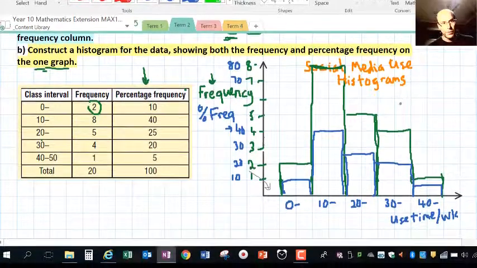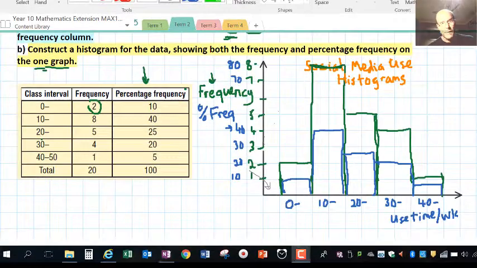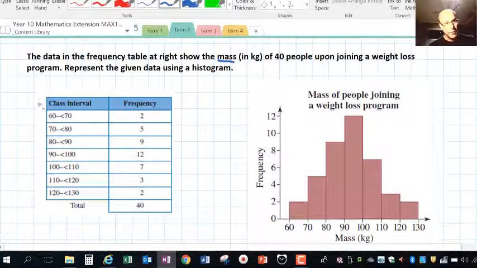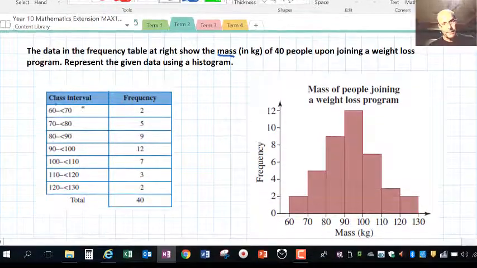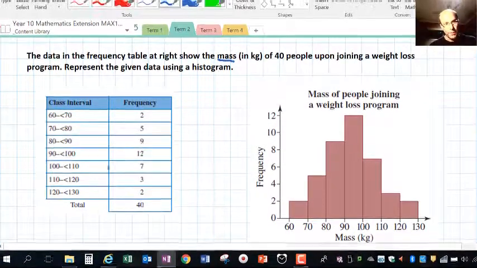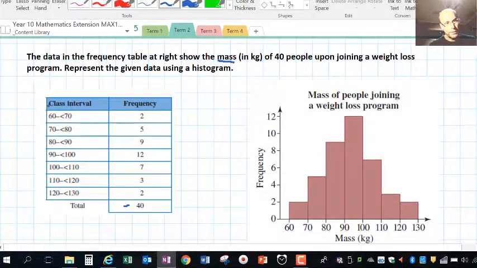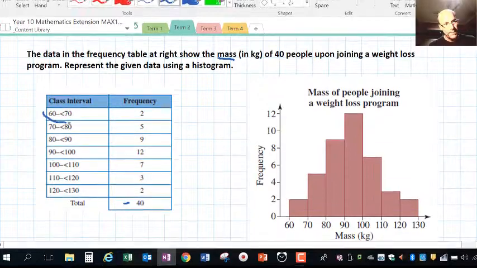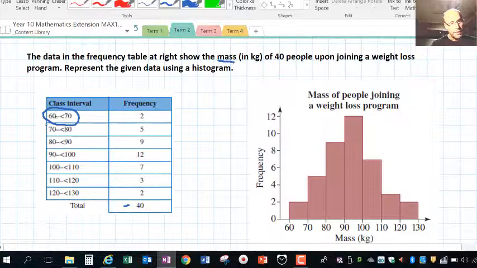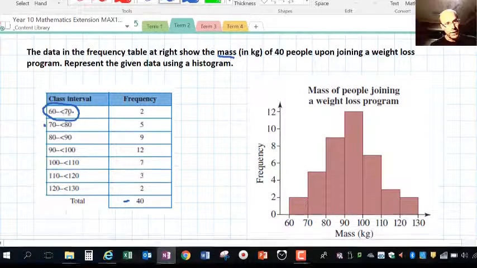So this was for grouped data with class intervals. It was discrete data. If we have continuous data, now this is continuous because we're talking mass. We've got some data given, and this is mass of people, 40 people, hence the total there. This one doesn't have the percentage frequency. We're not going to do that for this one. Notice here, the class intervals are given of 10. Now, to avoid a double up, 70 there and 70 there, we say from 60 up to less than 70.